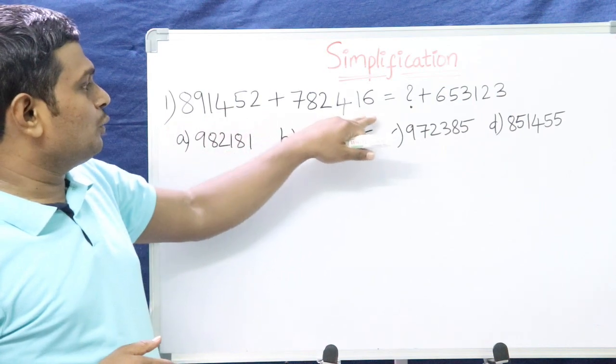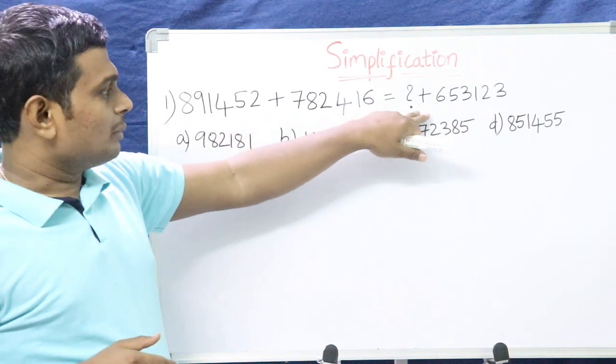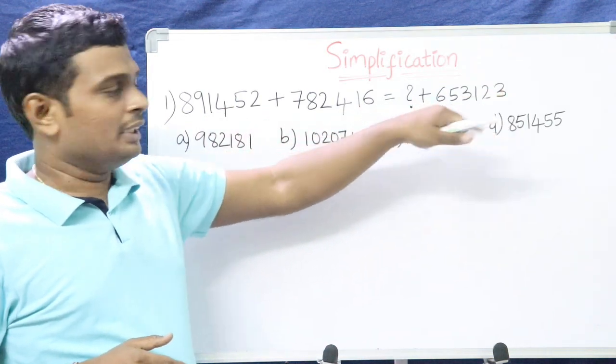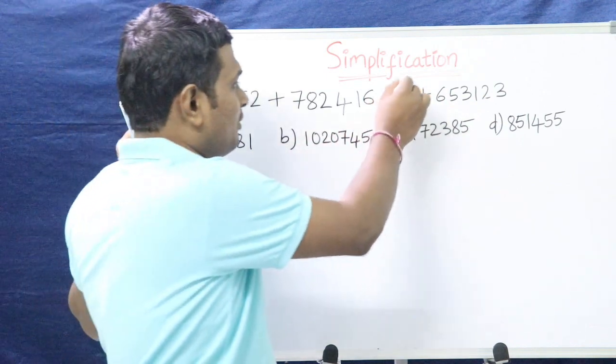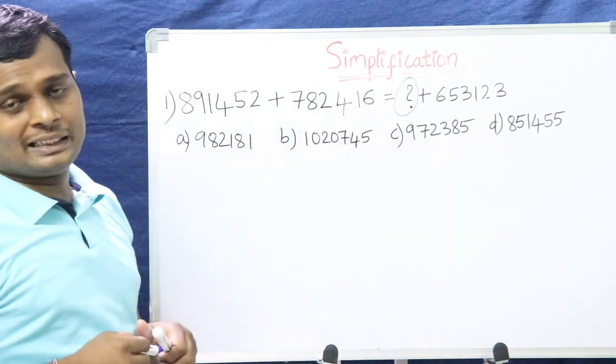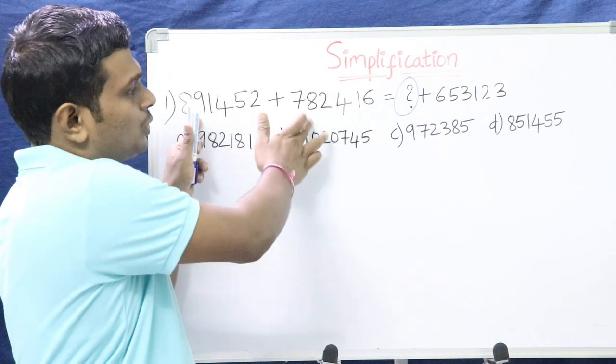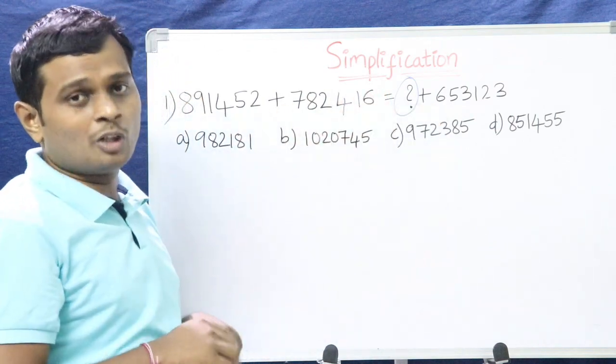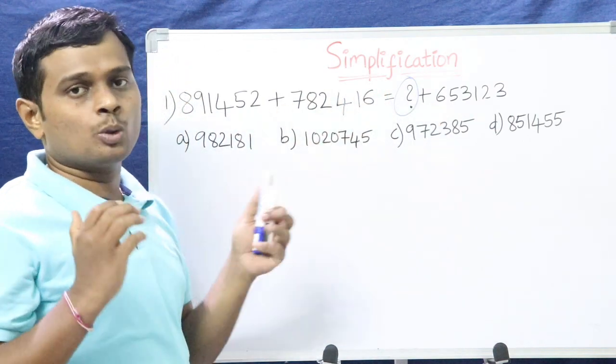1452 plus 782416 equals something plus 653123. We need to find out the missing value. How can we find out? In a traditional way, what we need to do is sum these two values and subtract this value. How much time will it take? It will take more time.